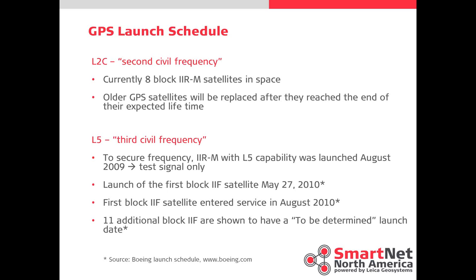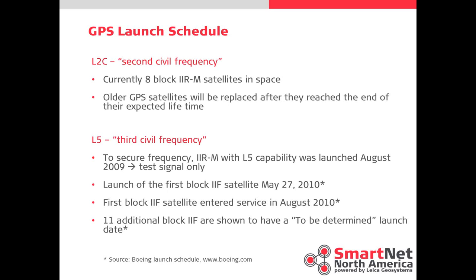So with L2C, there's currently, I believe, 8 Block 2 RM satellites in space, and the next generation is the Block 2F. They're going up. Older GPS satellites will be replaced after they reach the end of their expected life. And L5, the third civilian frequency: a 2 RM satellite with L5 capability was launched in August of 2009. It was a test signal only. There was actually a launch of a fully functional Block 2F satellite on May 27th of last year, and it went into service in August, I think August 31st, 2010, that it was officially announced as available.